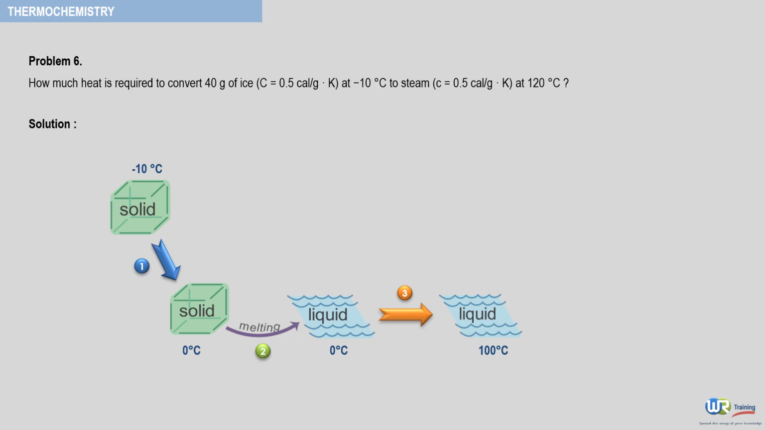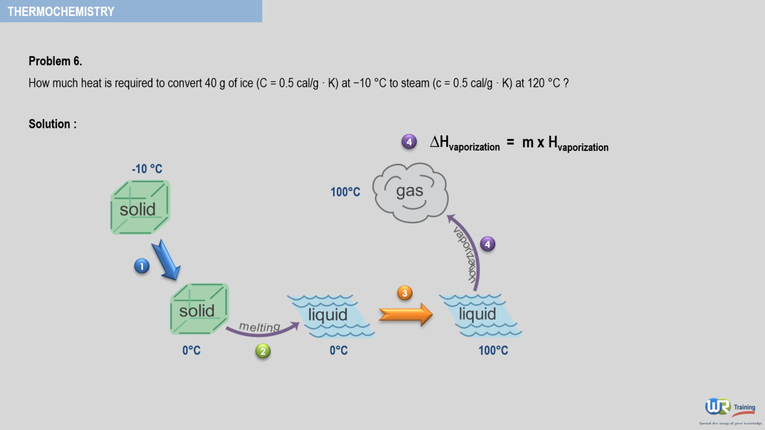The third process corresponds to the heating of the liquid water from 0 degrees Celsius to 100 degrees Celsius. The heat corresponding to this process can be calculated using the formula heat capacity times the temperature change. In our case, it is equal to 4 kilocalorie. The following step corresponds to the vaporization of liquid water at 100 degrees Celsius. The delta H for this step is equal to the heat of vaporization times the mass of the liquid water. In our case, this delta H vaporization is equal to 21.6 kilocalorie.